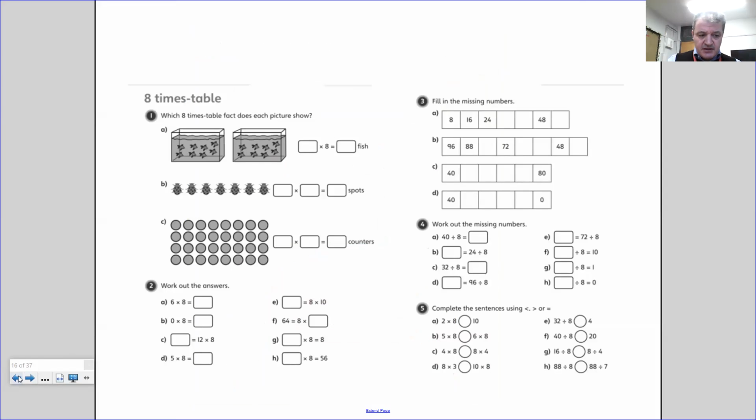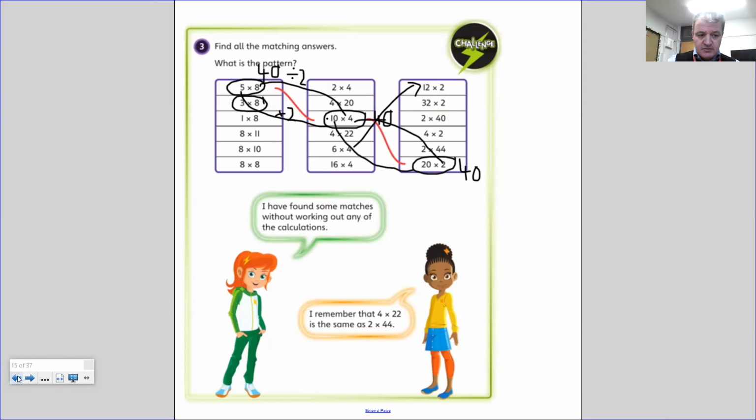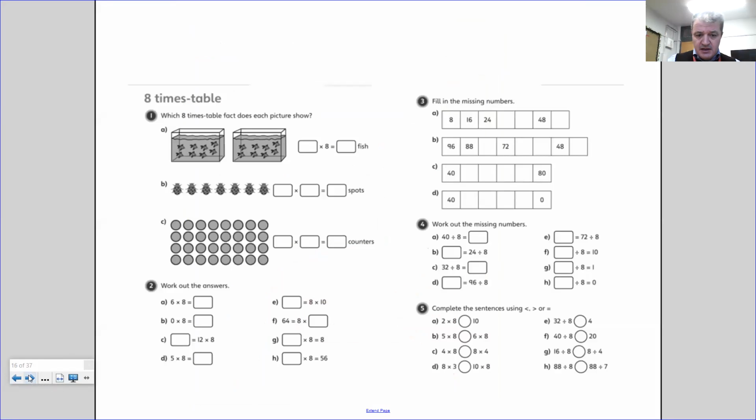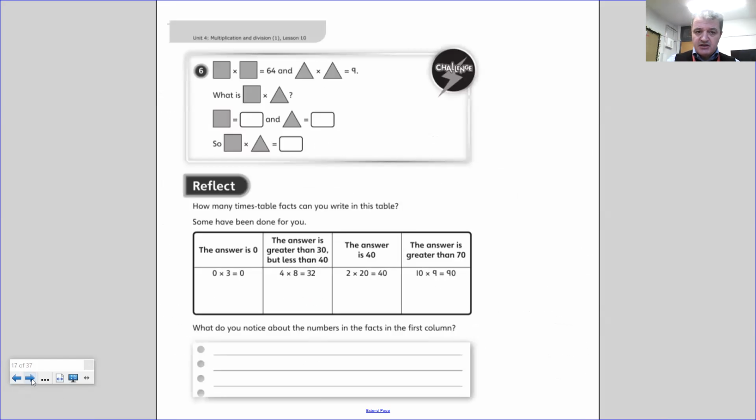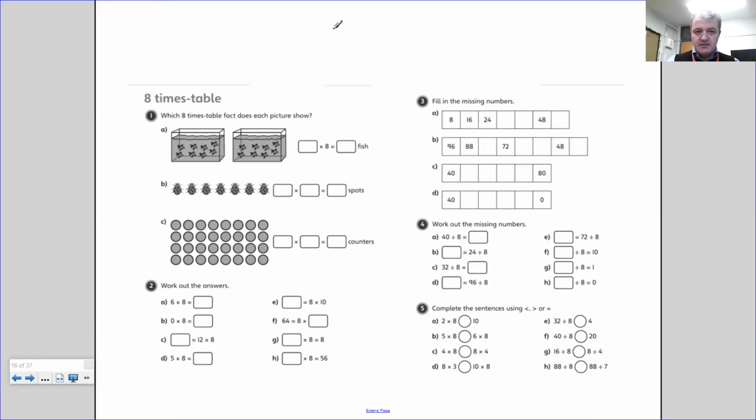Okay, the next thing we're going to do, we are going on to our workbook. In our workbook, I think page 130 is the 8 times table questions that you need to answer. Okay, the first page is quite easy if you know your 8 times table. Some more challenging questions here, and I might go through those with you tomorrow. Hopefully you'll be able to work them out. So have a go at those questions.